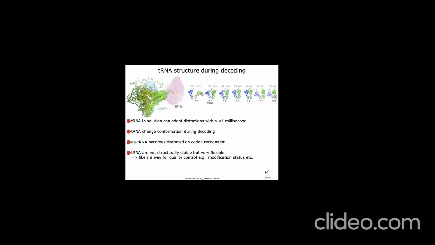And since tRNAs are very flexible, but they are optimized by their modifications that I talked about before, this really allows the ribosome to check that everything is properly done, and that really, this is a quality control step that shows that modifications and structurally this tRNA are not impaired.